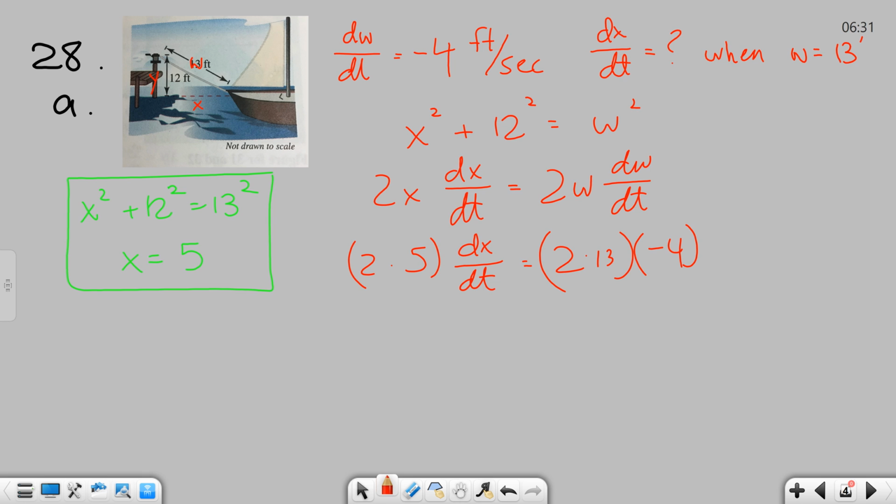Which is 10 dx/dt is equal to, 8 times 13 is -104, I believe, which gives me dx/dt being equal to -10.4. And again, units: x is measured in feet, t was measured in seconds, so we've got a value of -10.4 feet per second. Again, I like the negative number because the value of x is getting smaller as time goes on.